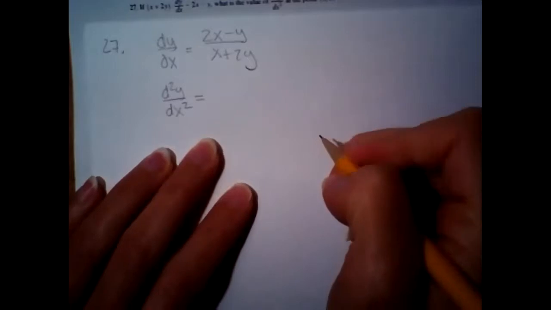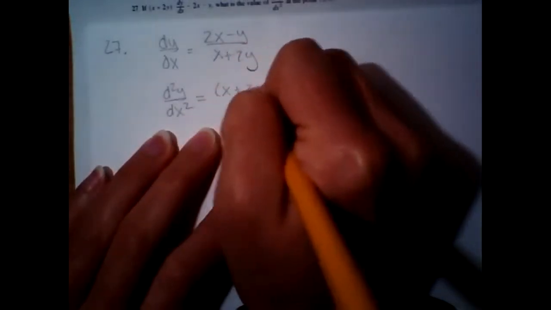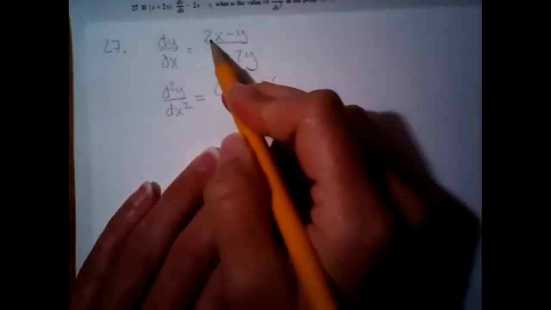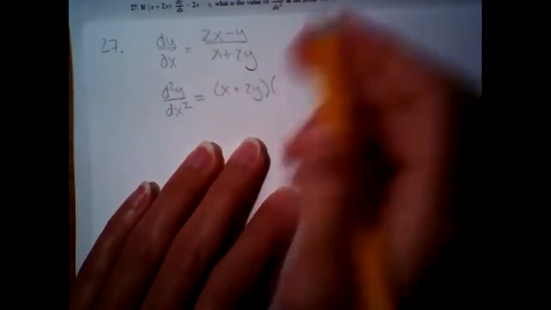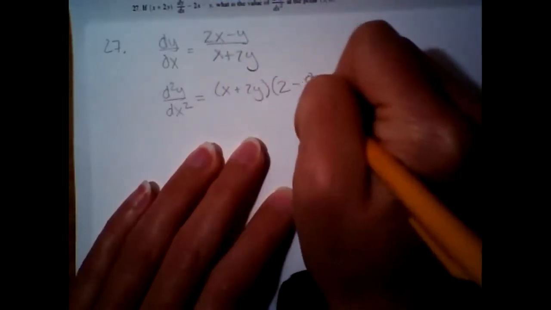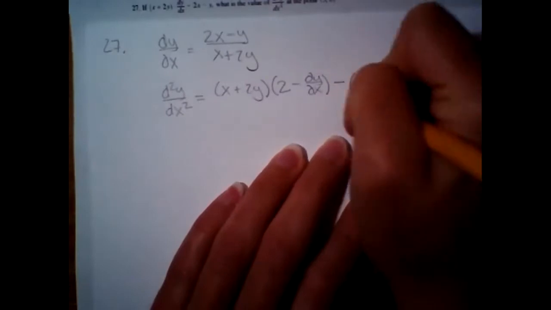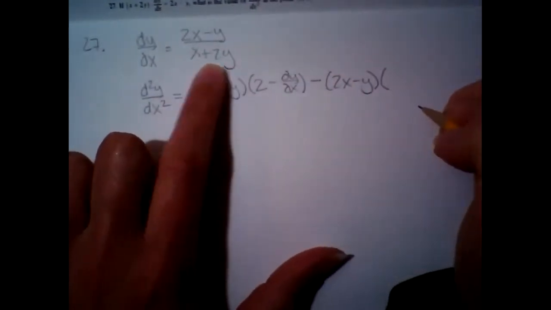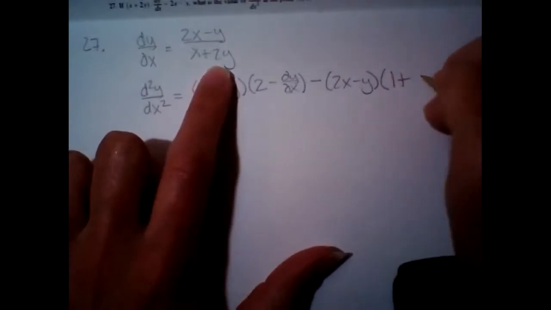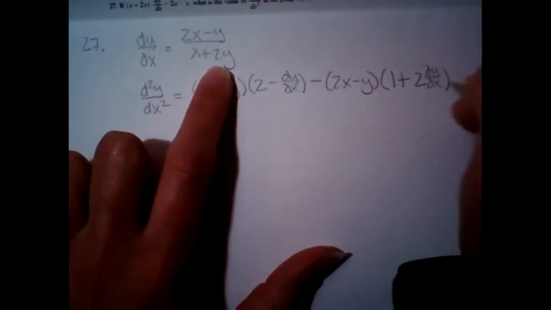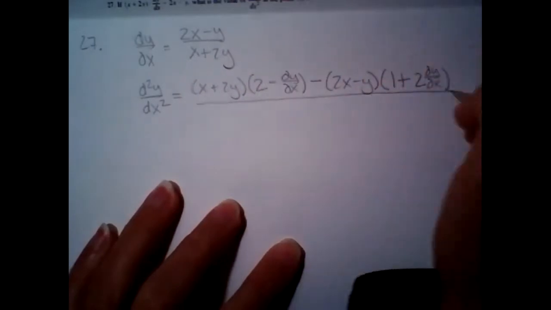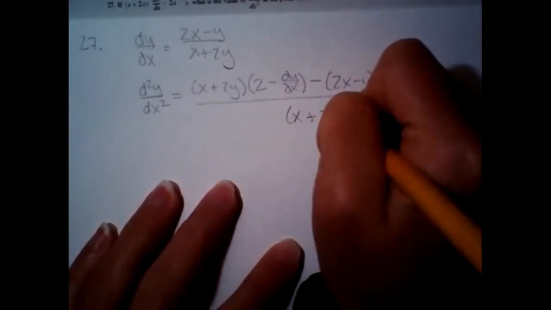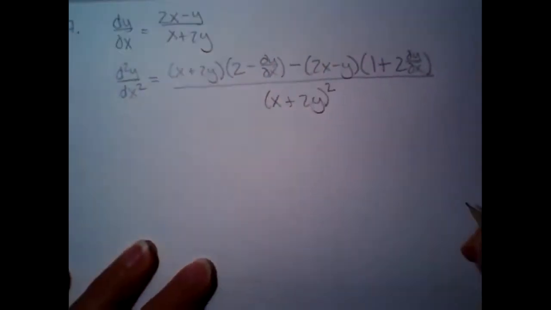So that's going to be a quotient rule. It's going to be the denominator times the derivative of the numerator, which would be 2 minus dy dx, minus the numerator times the derivative of the denominator, which would be 1 plus 2 dy dx, over the denominator squared.